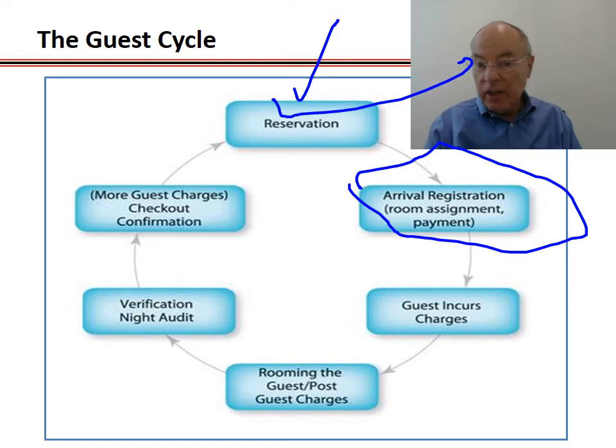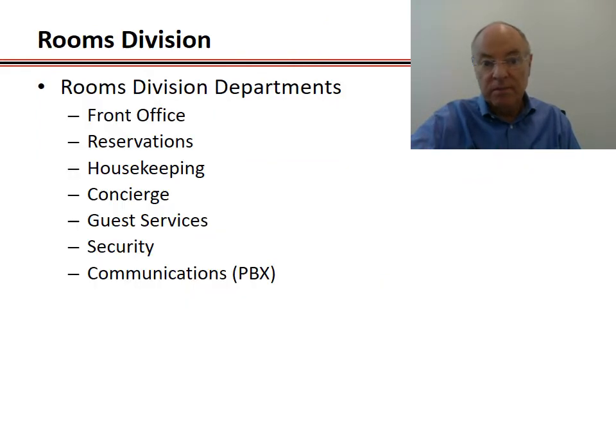The guest incurs charges while they're there, which are posted to their folio, is what it's called. You verify that with the night audit, which we'll talk about in a few minutes, and then you check out. That's your basic process of what you go through. Now, there are many different contact points as we go along, but important to note, good test question, where does the guest cycle begin? It begins with the reservation. It doesn't begin with just the arrival. That's important to understand from the rooms division perspective.